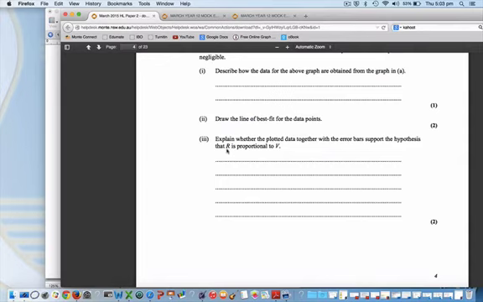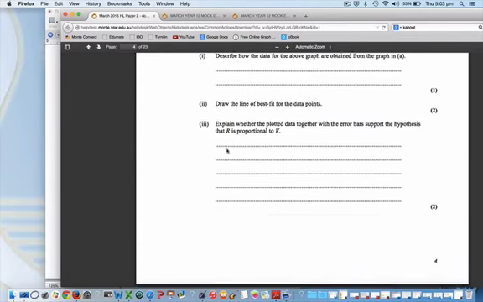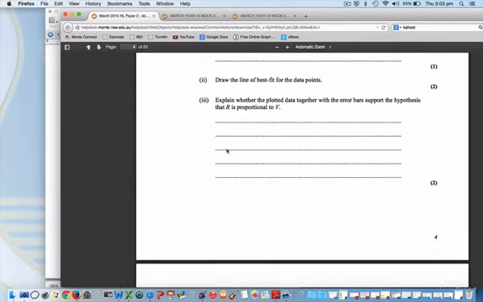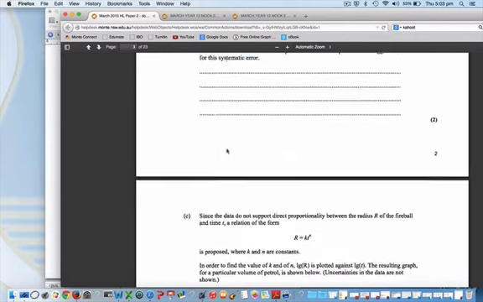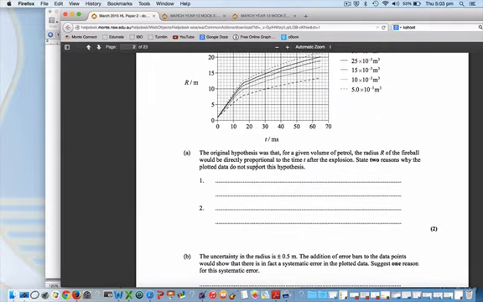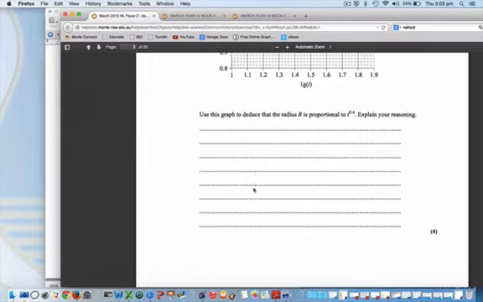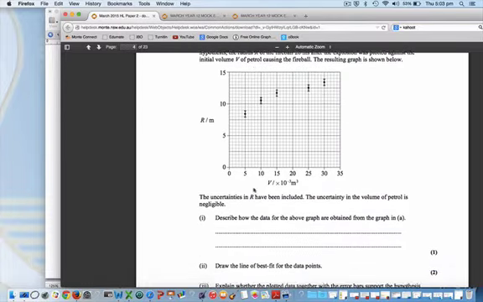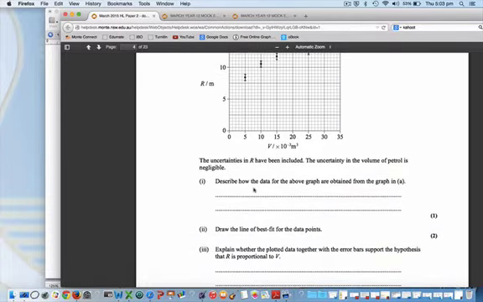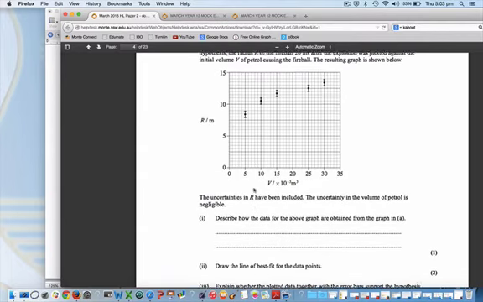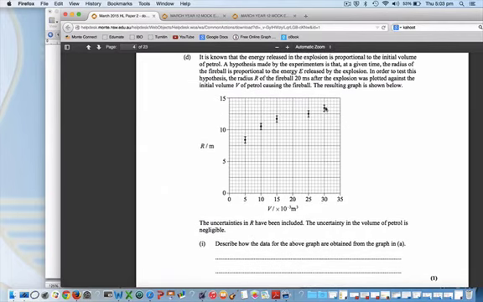R is proportional to V. It seems to me that this is a silly question. After all, we've just been asked back here, are these curves here proportional? We said no, because they don't pass through the origin, number one, and, well, they aren't straight. Precisely the same answer here, so we're repeating ourselves.